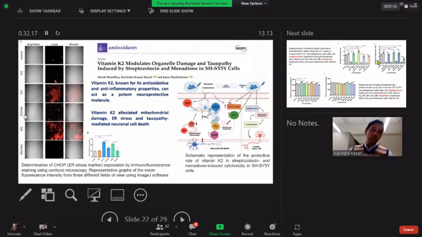Then we used this vitamin with this compound, and there is again no stain because it blocked the effect of streptozotocin. And menadine alone is causing the effect. You can see there is a big amount of CHOP stain, and again with menadine plus vitamin it's neutralizing the effect. So this is a very interesting study, and we are still continuing with it, and we are also working on more advanced vitamins which are now in use.